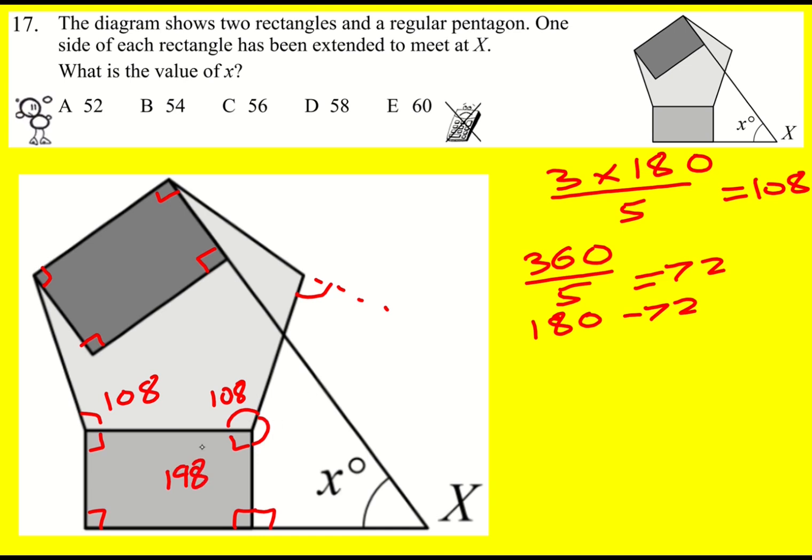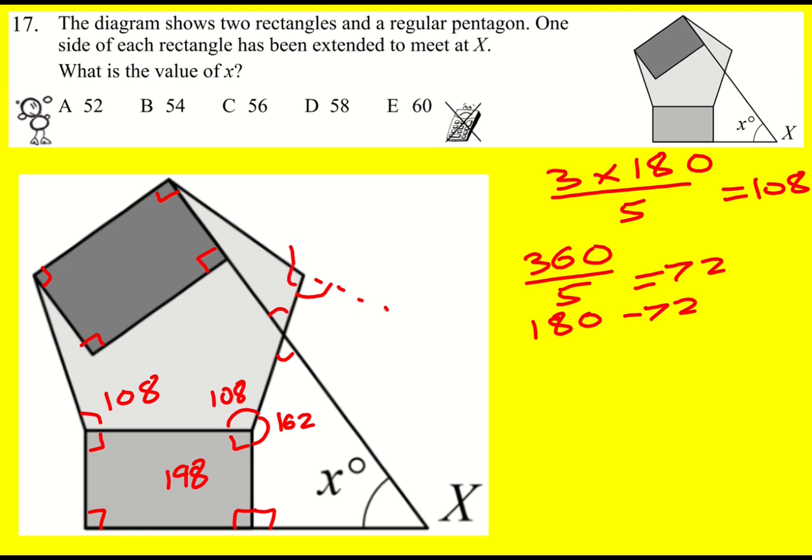What do I need to get to 360? Well, if I add 2, I get 200. So it's going to be 162. Okay, I've got this angle, I've got this angle, I just really need this angle here. And you can see that these two intersect. So if I can work out this angle, I'm sorted.